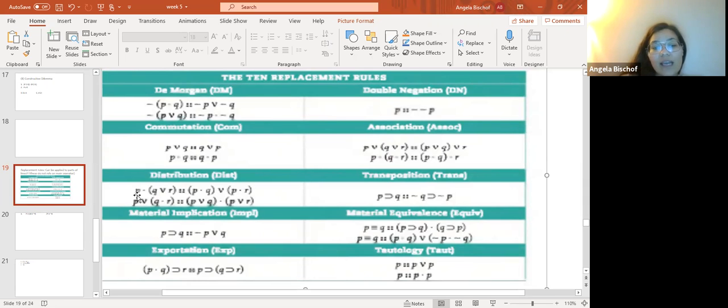And how does that work? Well, once we have P and Q or R, it's a conjunction. So we know the P is true, and we know that Q or R is true. We know that Q or R is true, but we don't know whether Q is true. We don't know whether R is true. We don't know whether both are true. Because we don't know which one is true and which one isn't, this replacement rule is saying, okay, P and Q is true, or P and R is true, and then maybe both are true.